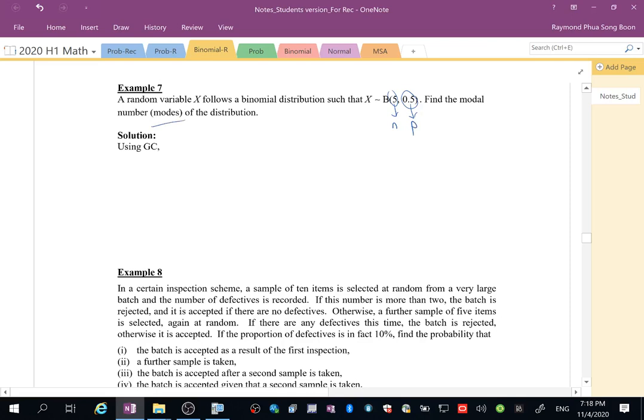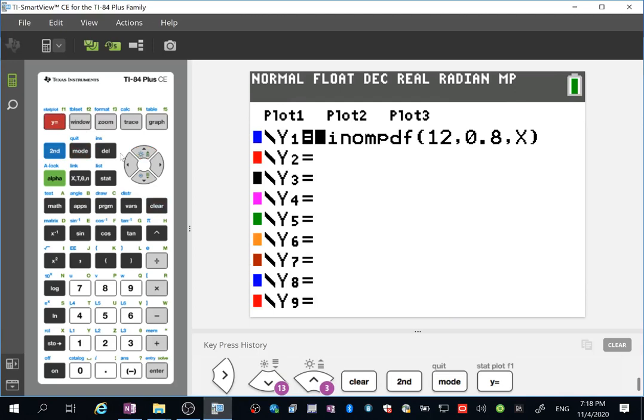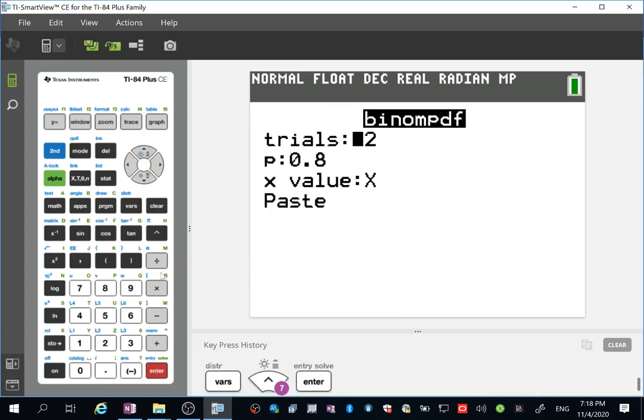So you can use GC to key in. Let's clear this and input again. To find the mode, we are always using binomPDF. So n in this case is 5 and p for this example 7 is 0.5. The x value, small x, is still x.